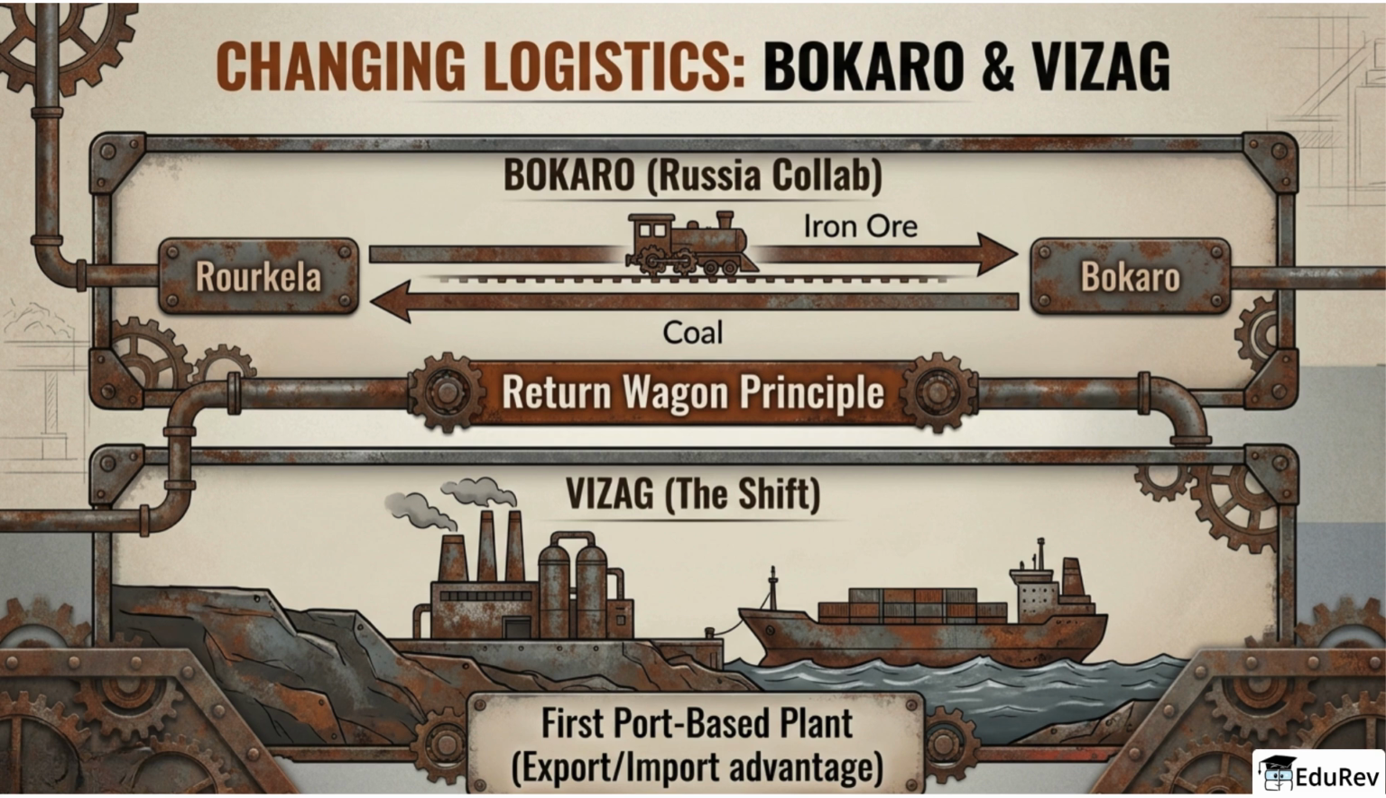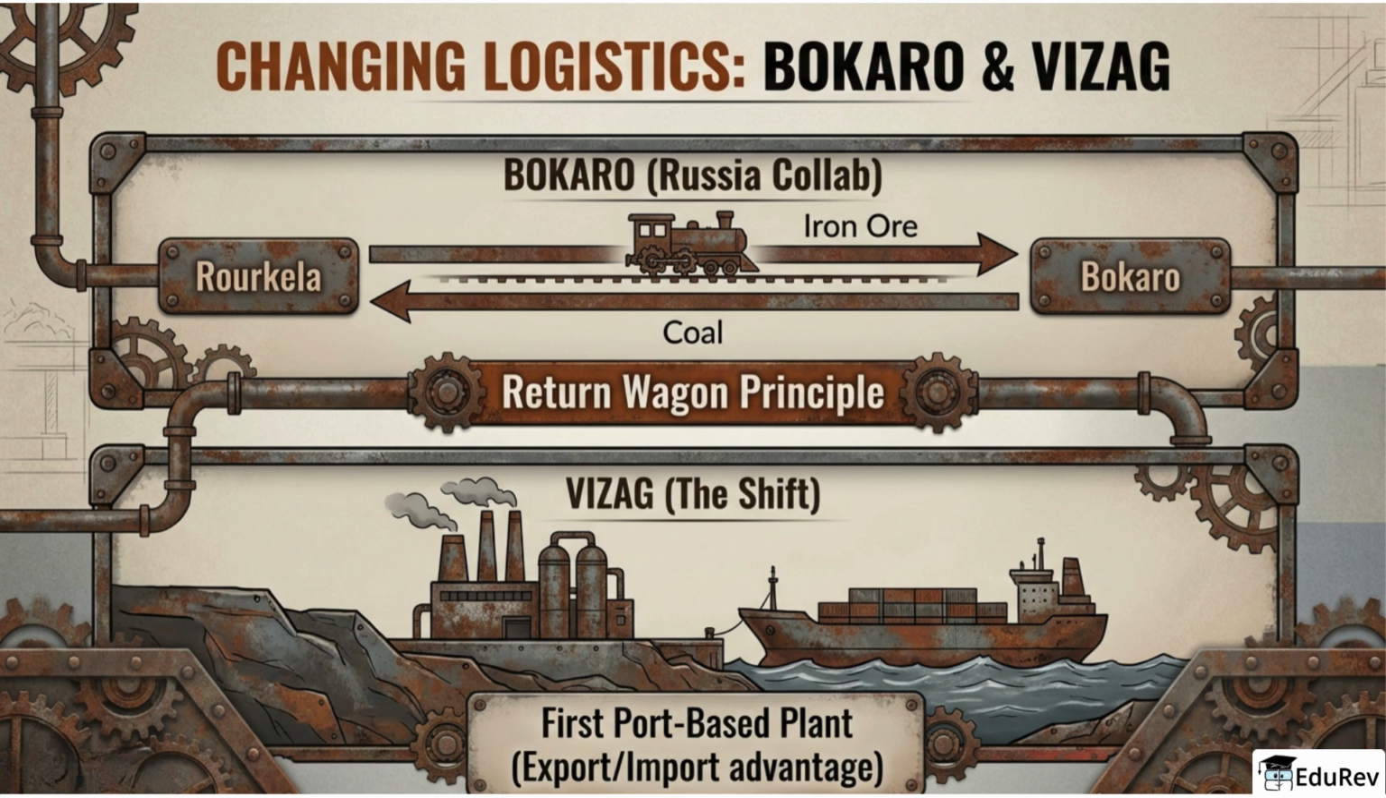One corridor can carry iron ore one way and coal on the return, reducing empty wagon movement and cutting transport cost. That is industrial geography done intelligently. Then comes the bigger shift, Vizag. Vizag represents a new model because it became the first port-based steel plant, with the slide giving the date as 1992. And once a steel plant becomes port-based, the logic changes.